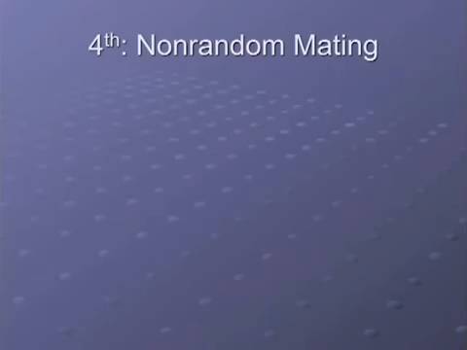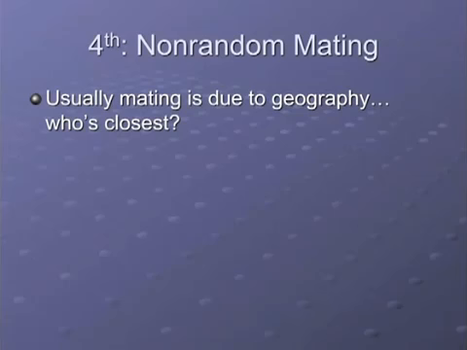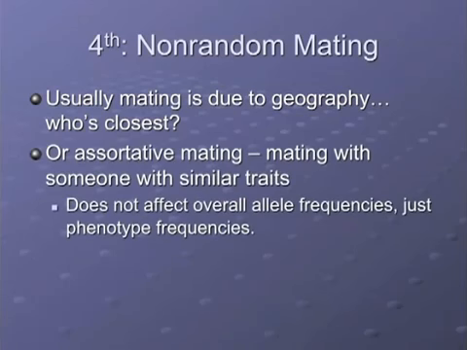And then the fourth assumption is non-random mating. Well, mating is usually due to geography, whoever is closest. And there's also assortative mating, which is mating with someone with similar traits. So it actually does occur. You mate with someone that you look like. And in the wild, it's really to make sure that you're mating with somebody that is one of your species. You don't want to mate with somebody that doesn't look like you, or else you'll be in big trouble if they're not your species.